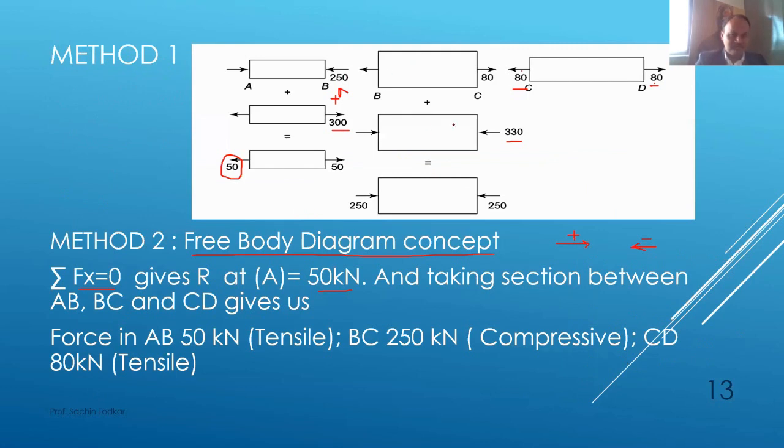If you understand the first method, you use it. If you understand the second method, you use it. It's not mandatory to use any one method. You can use whichever is suitable for you. Okay, so we got 50 kilonewton tensile in AB. In BC it is 250 kilonewton compressive, and in CD it is 80 kilonewton tensile. Now the problem is solved.